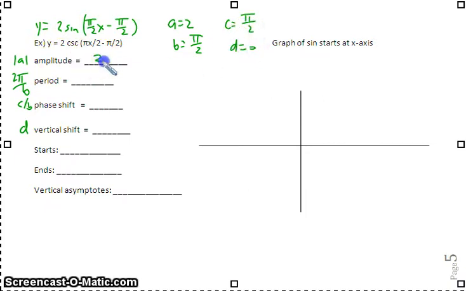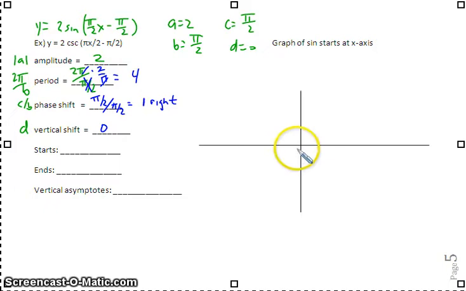So the amplitude would be 2, my period would be 2 pi over pi over 2. So when I do that, if I get rid of this by multiplying by the reciprocal, 2 over pi, the pi's will cancel out. I just have 2 times 2, which is 4. So I don't have any more pi's left in my period. My phase shift would be c, pi over 2, divided by b, pi over 2, which is just going to be 1. And because it's a positive 1, that means I'm going to shift to the right. So I like to sometimes write down the direction. And I'm going to have no vertical shift because there is no d value.